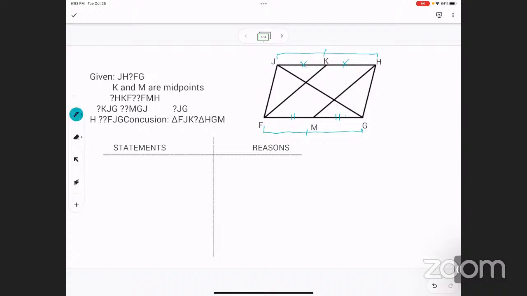And then it says HKF, this angle right here, is equal to FMH, this angle right here. And KJG, this one right here. Let me change the color to make it a little bit easier to see. This one is congruent to MGJ.